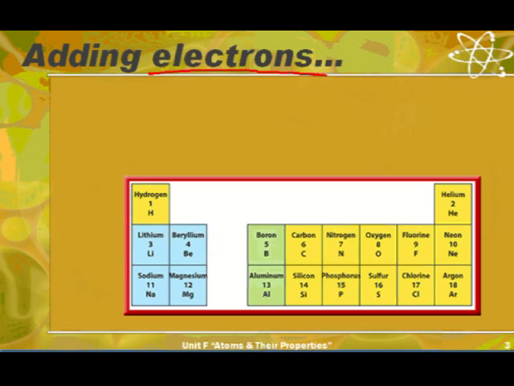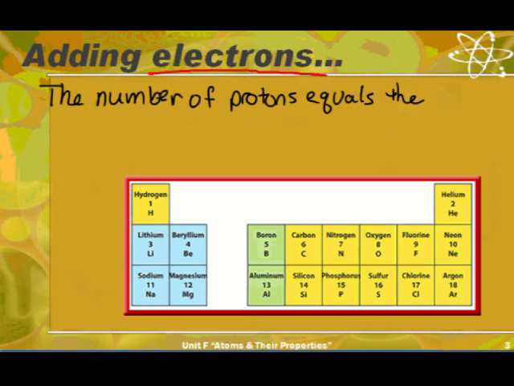This podcast is going to review how we determine how many electrons will fit in the electron configuration in the electron cloud. The first thing I want to review is where we get the proton number. The number of protons equals the atomic number found in the periodic table.